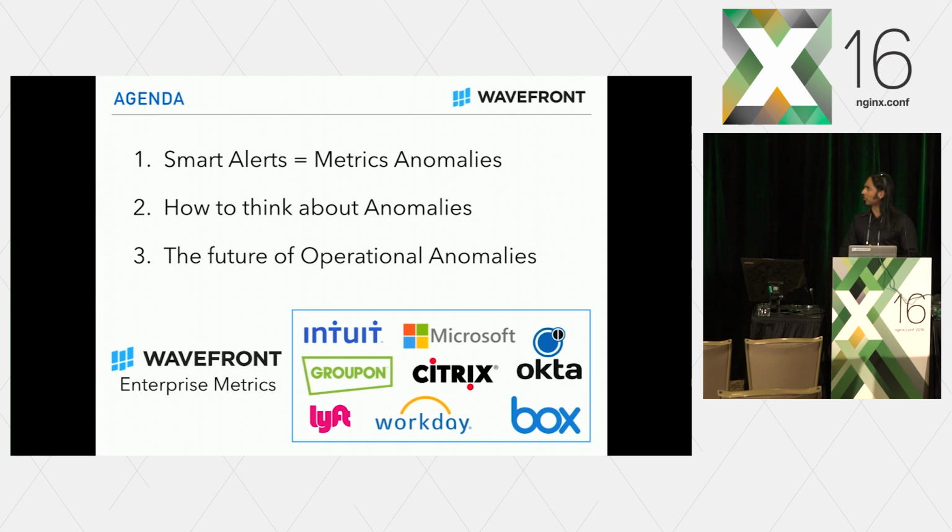I'll divide my talk into three parts. I'll first of all talk about how smart alerts really reduce to metric anomalies. In the second section, I'll talk about how to think about anomalies, a framework for approaching anomalies in this pipeline. And third, I'll talk about the future of operational anomalies, all the cool stuff we see coming down the pike in the next 3 to 5 years.